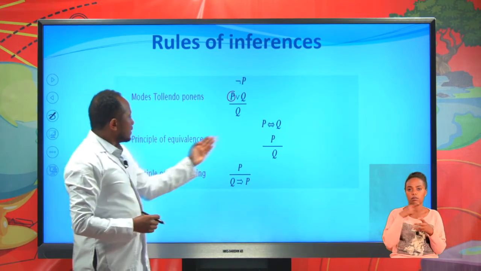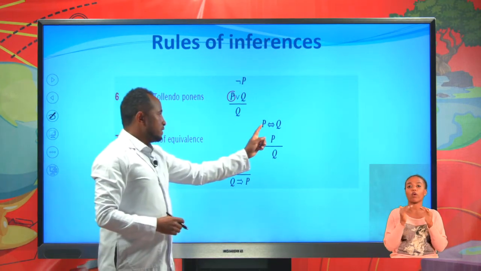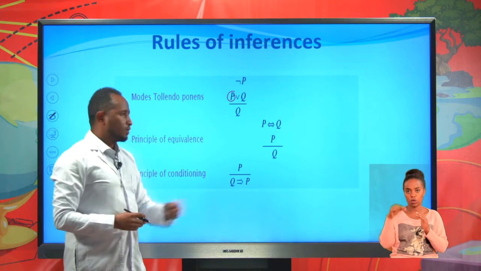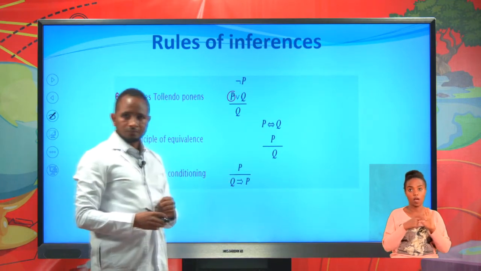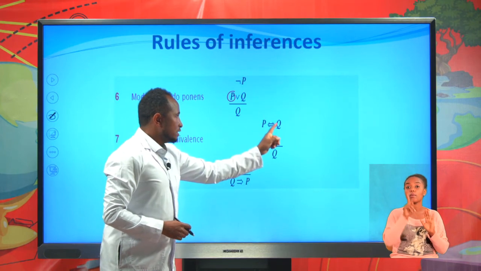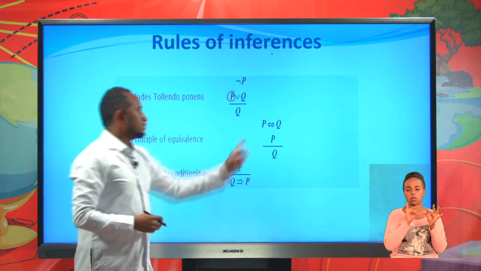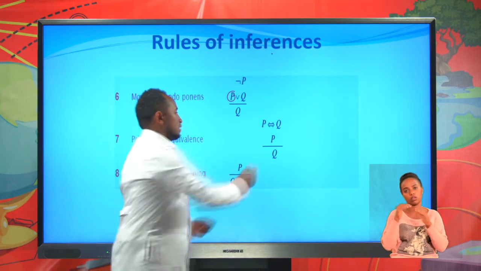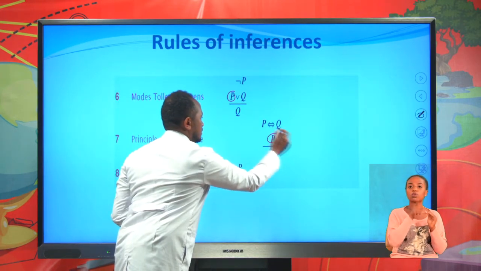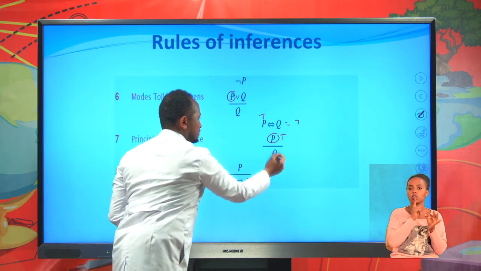Okay. The other one, the principle of equivalence. If P is equivalent to Q, or P biimplies Q, and this statement is true, and P is true, then Q must be true so that the whole statement, P biimplies Q, is true. Therefore, we have P true here, the whole statement true. Therefore, Q must be true. The conclusion is Q.